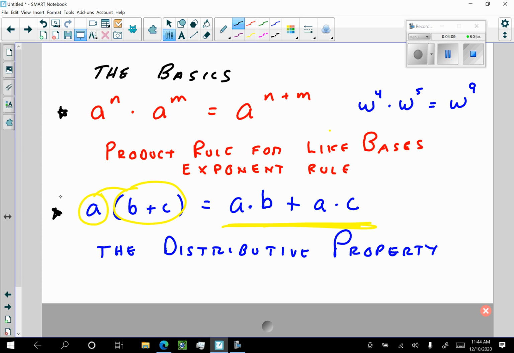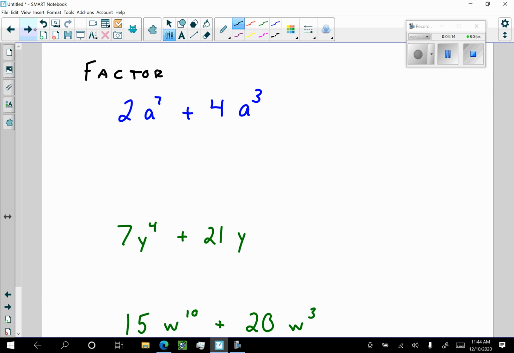So let's jump into a couple of examples. Example number one, I want to factor all of these. I have three examples here. I notice that this is a sum, and what I always want to do is factor out the greatest common factor.